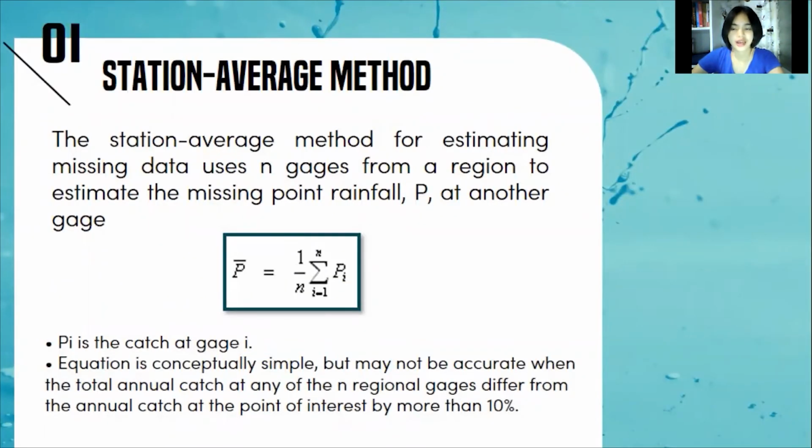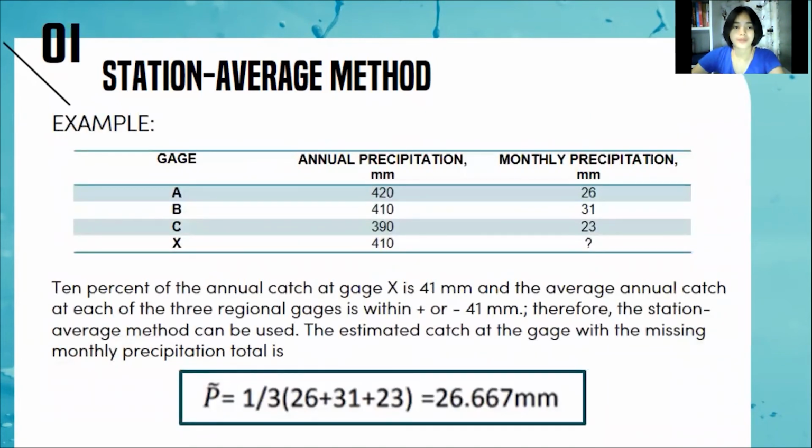First, we have the station average method. The station average method for estimating missing data uses n gauges from the region to estimate the missing point of rainfall P at another gauge. The formula is on the screen, and Pi is the catch at gauge i. The equation is conceptually simple, but may not be accurate when the total annual catch of any of the n regional gauges differs from the annual catch at the point of interest by more than 10%. By dealing with an example, we can understand the concept further.